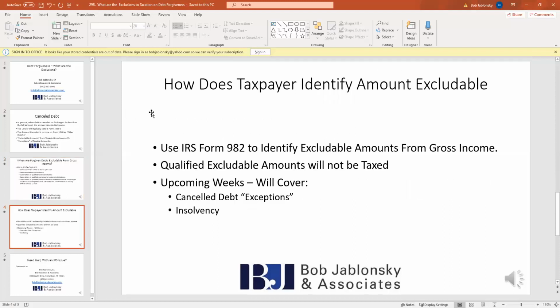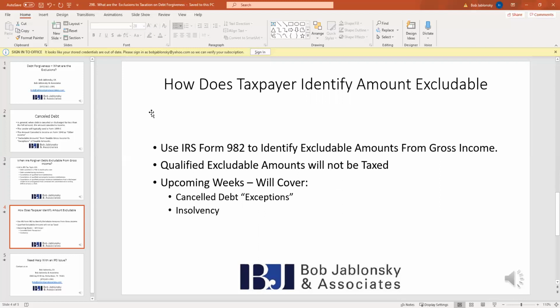So how does the taxpayer identify the amount excludable? Remember, you're going to get the 1099-C, and you're going to enter that into whatever tax software you're using because it is income. And then you're going to calculate what amount is excludable, and that's going to be reported on Form 982. Then the gross amount less the amount that's excludable will go into Form 1040, and that's the amount that you'll be taxed on. The portion that qualified as an exclusion will not be taxed.